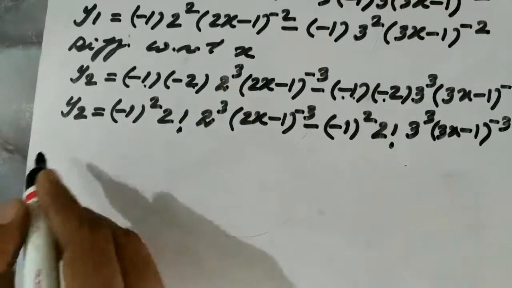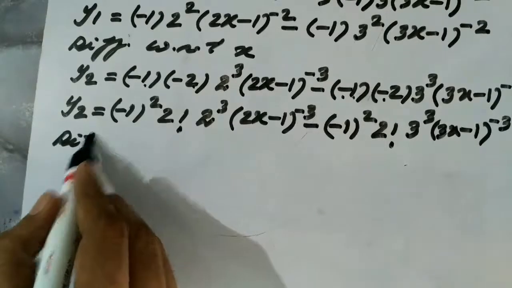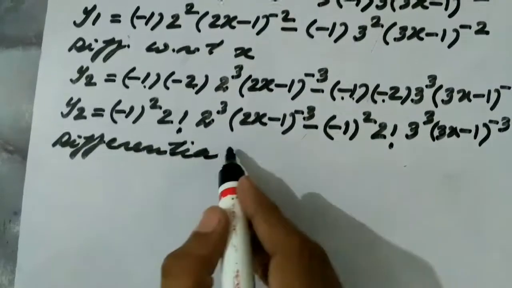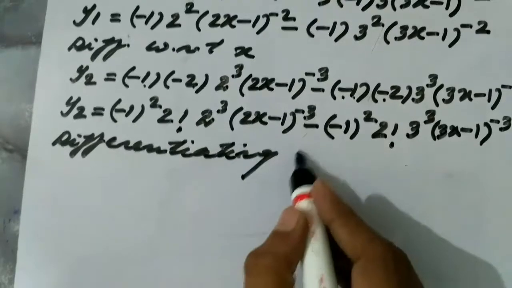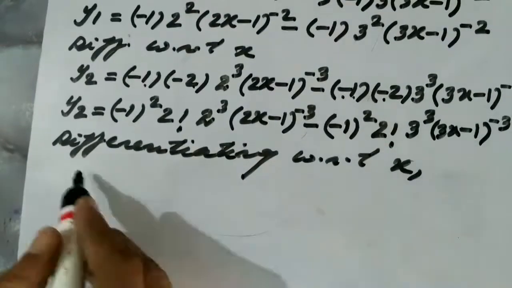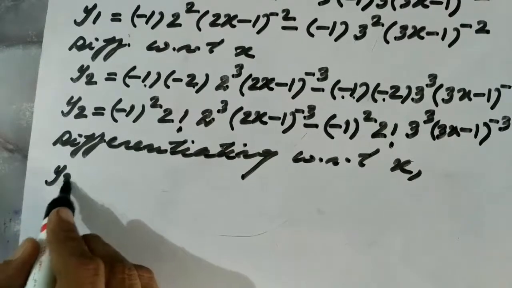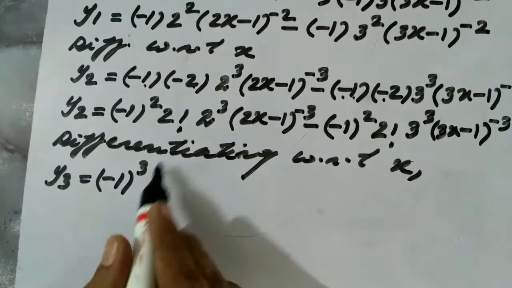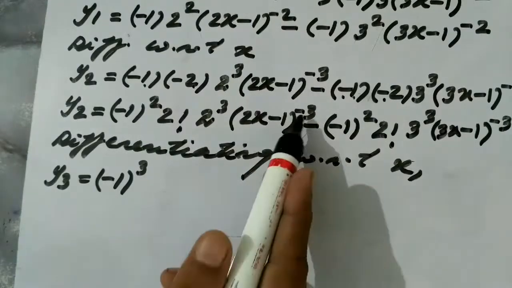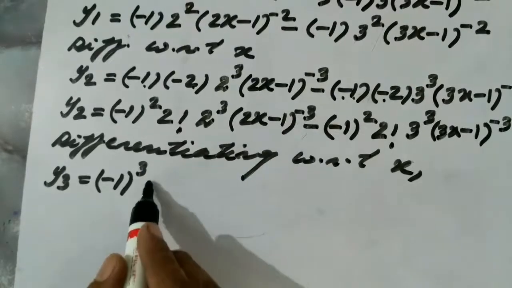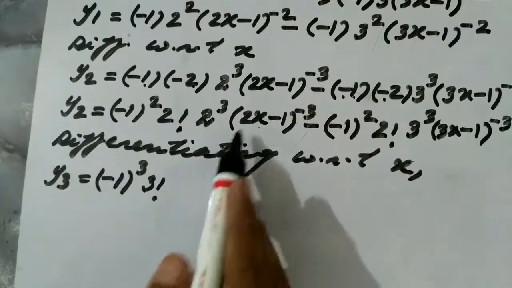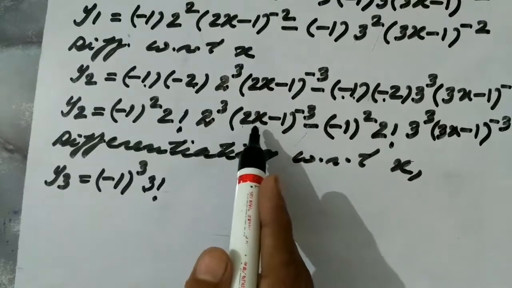Now next, differentiating again with respect to x, we get y3. One more minus 1 from the power, so we have minus 1 whole cube, and now factorial 2 becomes factorial 3, because we get factorial 2 into 3 by differentiating. One more 2 comes out of it because of using the chain rule.